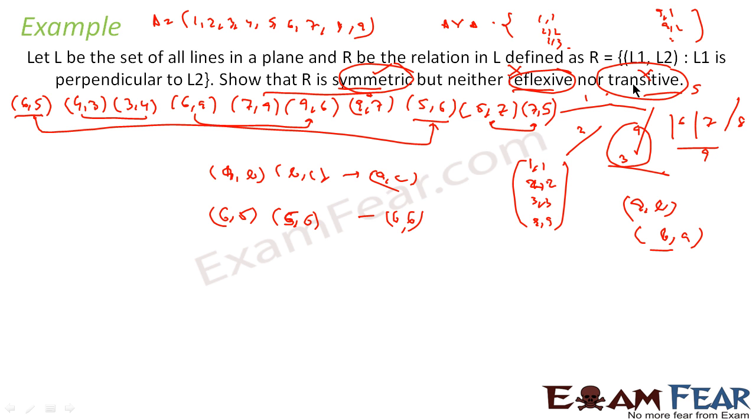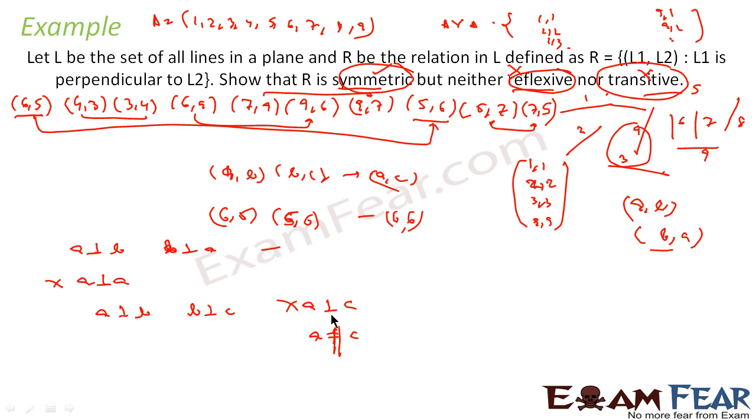Also logically, if you see, I'm talking about symmetric: if A is perpendicular to B, then B has to be perpendicular to A. So it is symmetric. A can never be perpendicular to A, so it is not reflexive. If A is perpendicular to B and B is perpendicular to C, then A will not be perpendicular to C. Actually, A will be parallel to C. Thus, logically also, this is symmetric but not reflexive and not transitive.